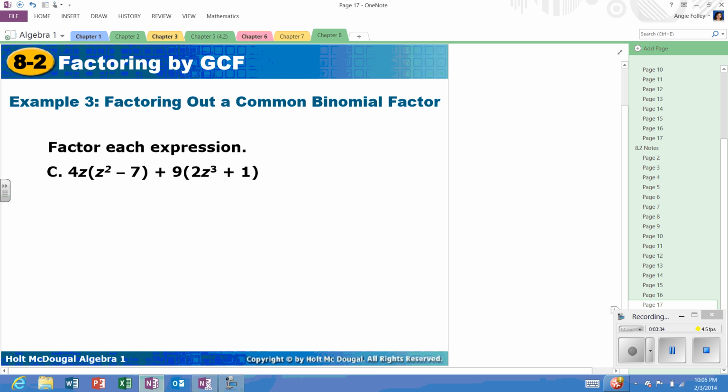So we're going to factor this expression. So we're looking, is there anything that I can pull out in front that's the same that they have in common? No, nothing goes into 4 and 9 evenly. And then let's look at our binomial. Is that the same? It's not. So this one actually has no common factors.